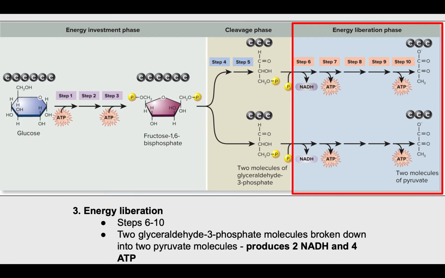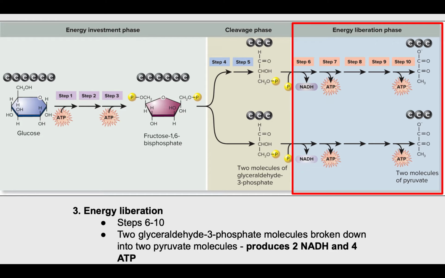And then this last phase is where we're going to get most of the production of ATP in glycolysis. In fact, all the production of ATP in glycolysis. This is steps 6 through 10. This is where the 2 glyceraldehyde 3-phosphate molecules are broken down into 2 pyruvate molecules. In this phase, we're producing 2 NADHs, which will be used later when we talk about oxidative phosphorylation. We're also producing 4 ATP.